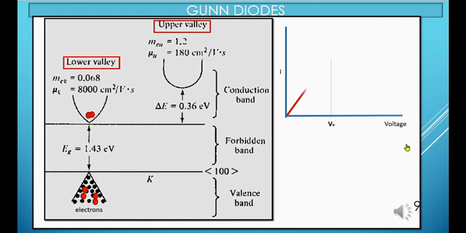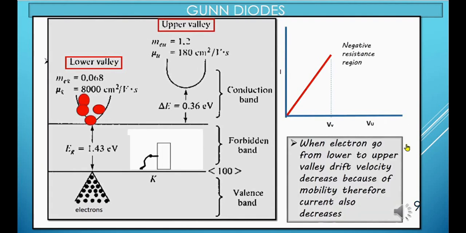When voltage increases from zero, a few electrons can go from the valence band to the conduction band, and first they go to the lower valley, so current increases initially. When voltage is further increased, now there is a problem, because the lower valley has a higher mobility and the upper valley has a lower mobility. So when we further increase the voltage, electrons gain energy and go to higher energy states.